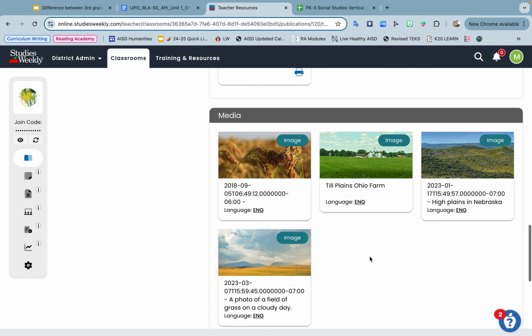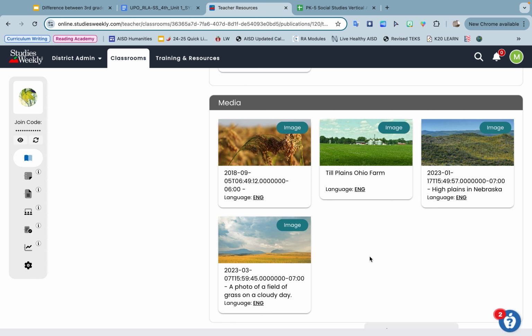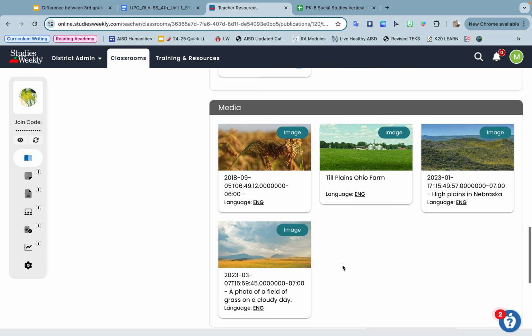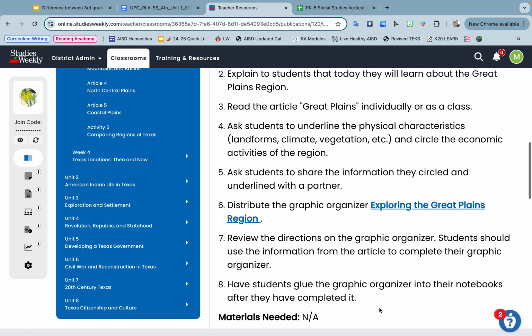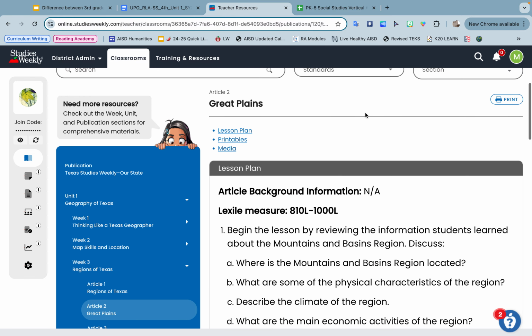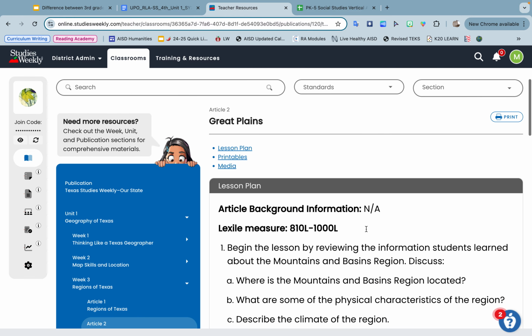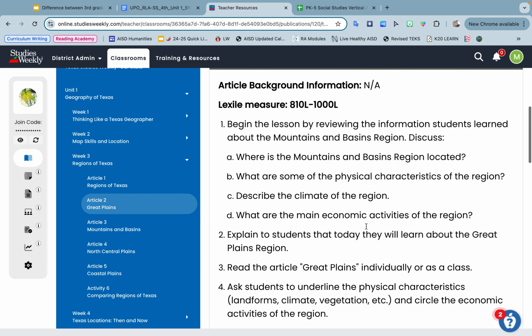There are also oftentimes images that you can use to help students see and better visualize the content. Sometimes it might have primary and secondary sources linked down here in media. Sometimes it has videos that are used in the lesson plan. So there's a variety of things that we can find on this page. And so when you're looking at the lesson plans from Studies Weekly, they are often in this format.